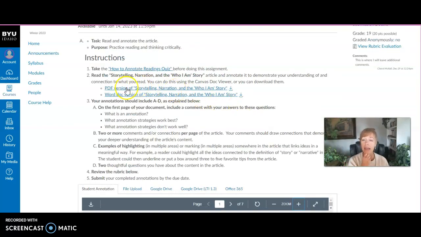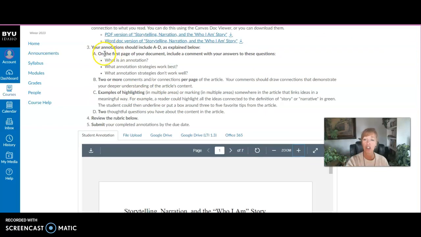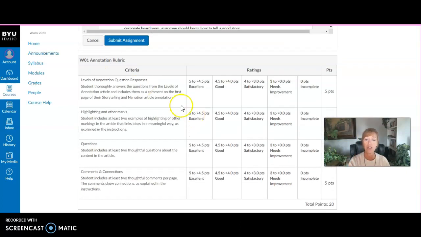Now, BYU has set up some different versions of it. They have instructions here on what to annotate, what to highlight, how many comments you should make in the margins, and all of those kinds of things. Read those instructions, and also come down to the bottom and look at the rubric. This is what I'm going to be grading on. This is what they've asked me to grade on. I'm going to make sure that you have at least 2 questions on here. I'm going to look to make sure that you've made at least 2 thoughtful comments per page.